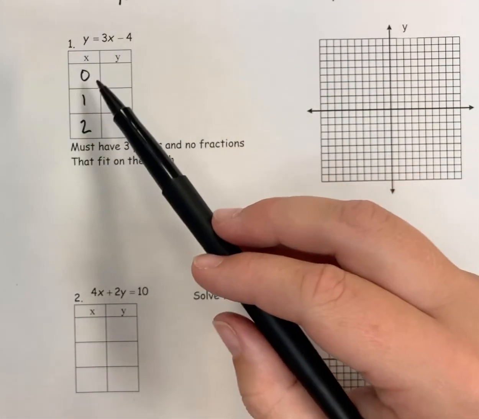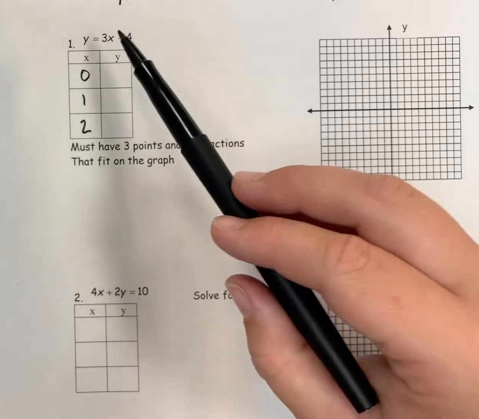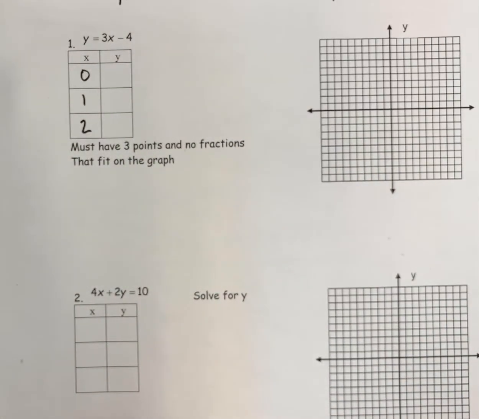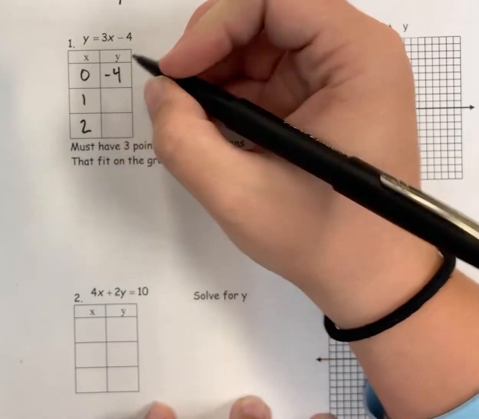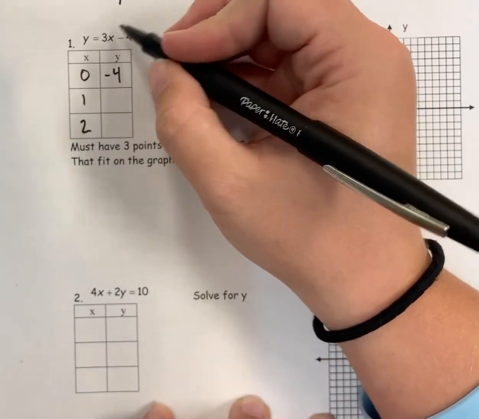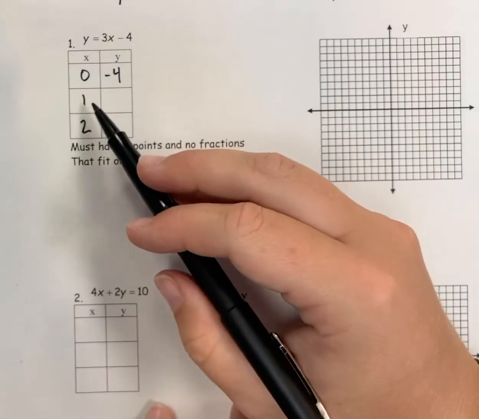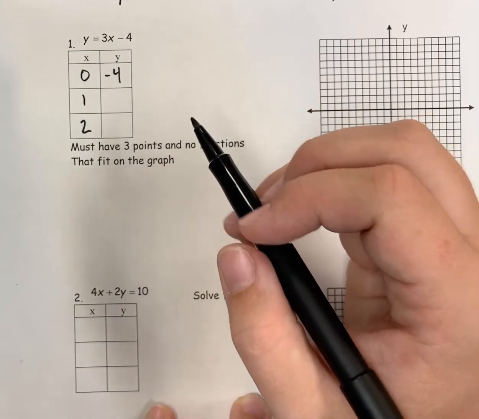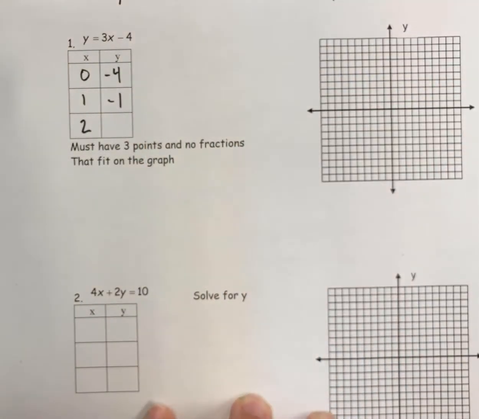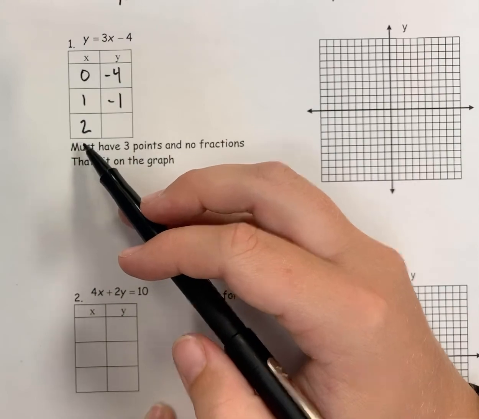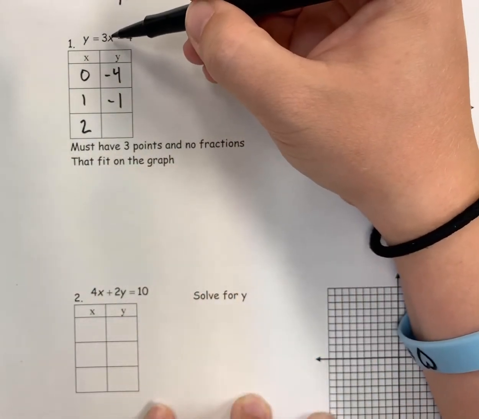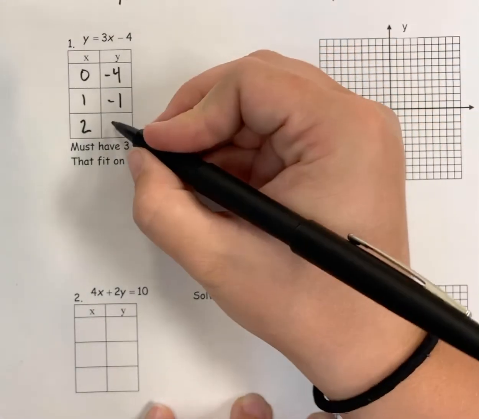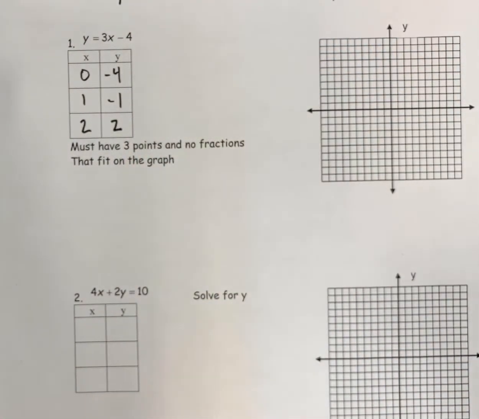So your y value is going to be whatever you get when you plug 0 in for 3x minus 4. So when you take 3 times 0, you get 0, and then minus 4 would give you a negative 4. So you're just plugging these x values into the equation above. So when you plug in 1, you get 3 times 1, which is 3, minus 4, which is going to give you a negative 1. And then when you plug in 2, you get 3 times 2, which is 6, minus 4 gives you a 2. So now we have 3 points.